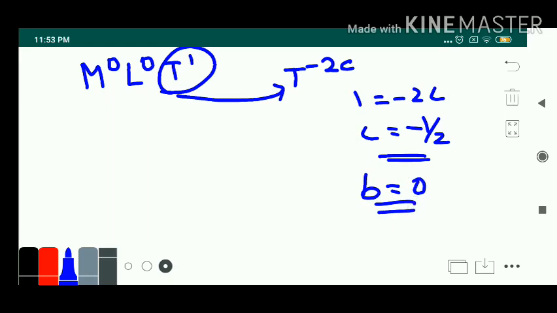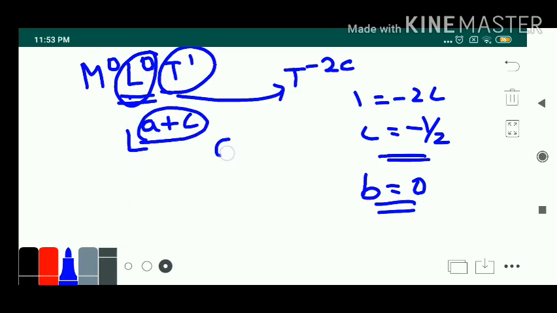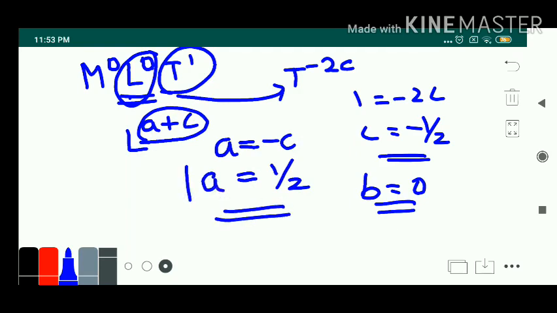Now here, in the same way, you are having L term, right? L is raised to 0 here. What was in RHS? L is raised to A plus C. So similarly, A plus C and 0 can be equated. So I can say A is equal to minus C. That is, A plus C is equal to 0. That means A is equal to minus C. So C's value is minus 1 by 2, means minus of minus becomes plus. So A's value is 1 by 2. So you got three terms value, A, B and C, right?